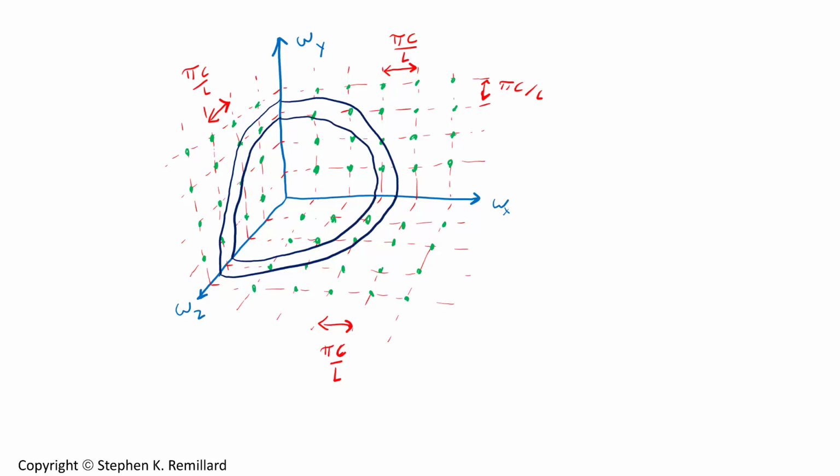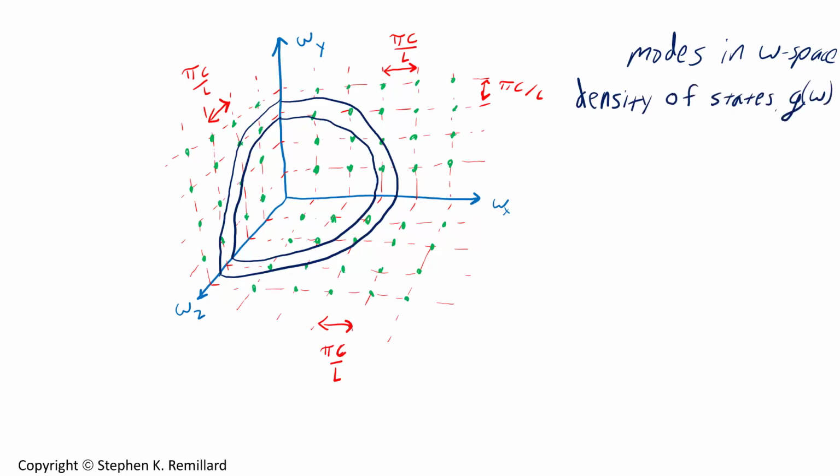I want to ask how many modes there are in a unit volume of omega space. Each dot is a mode. How many dots are in a unit volume of omega space? And for that, we're looking at the density of states. The density of states is the number of modes per omega, the number of dots per omega. So if I have a unit omega, perhaps defined by this spherical shell, the number of dots inside would be the density of states. I'm going to define it with a word equation.